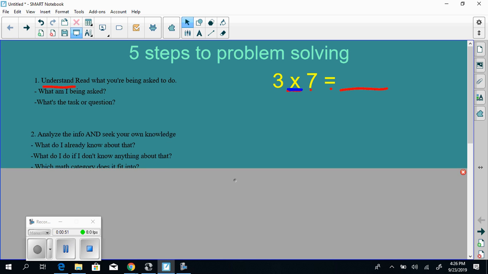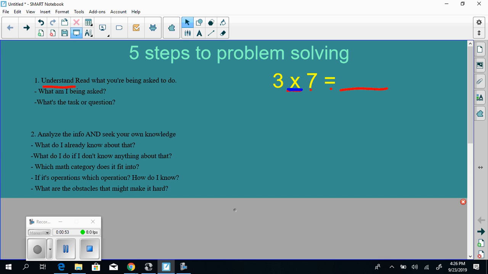And this is when I start moving into the second step, which is analyze. I'm going to analyze this information. I'm going to see what all I know about this information, and I'm going to use my own knowledge. I'm going to ask myself things like, what do I already know about multiplication? What do I do if I don't know anything about multiplication? Which math category does it fit into?